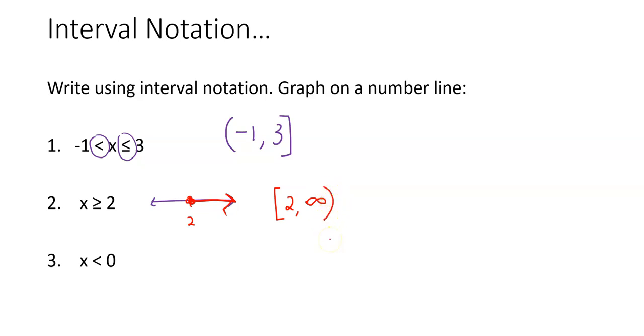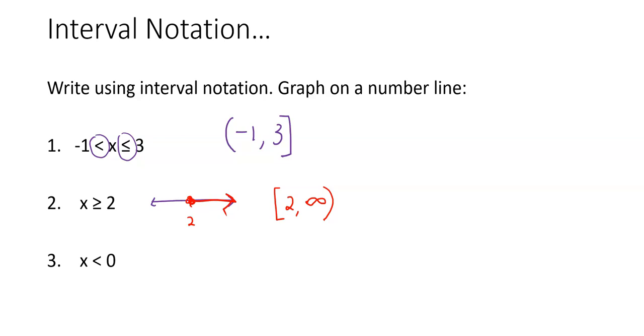Infinity always gets an open bracket, doesn't get a closed bracket. So from 2 to infinity, we include the 2. We never include the infinity or negative infinity. So that's how I write that second expression, x greater than or equal to 2, on a number line.